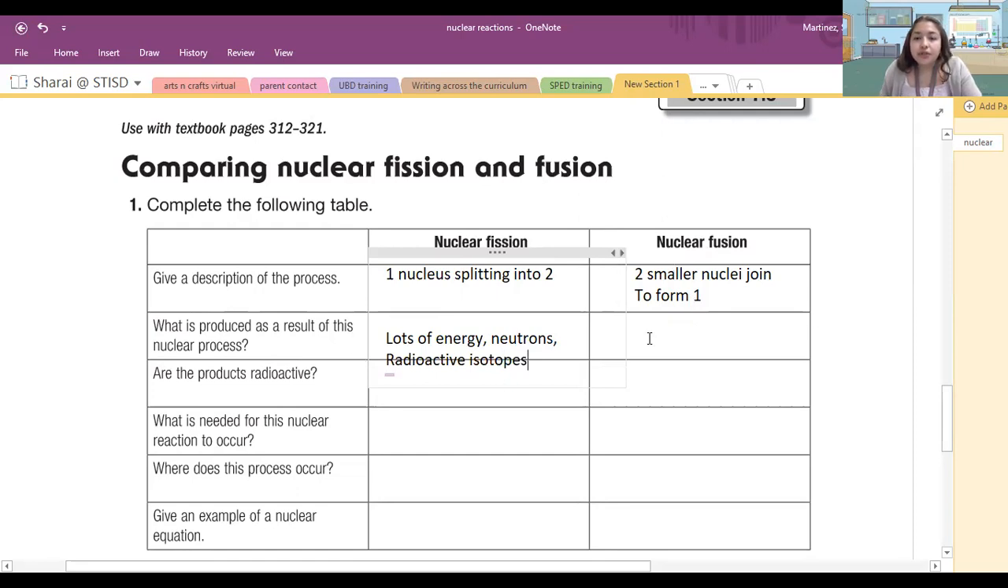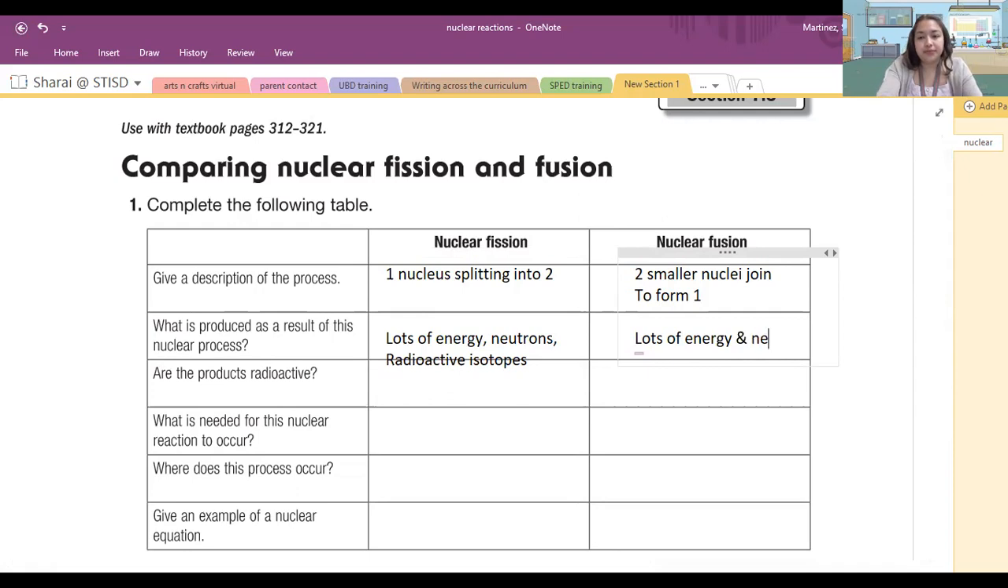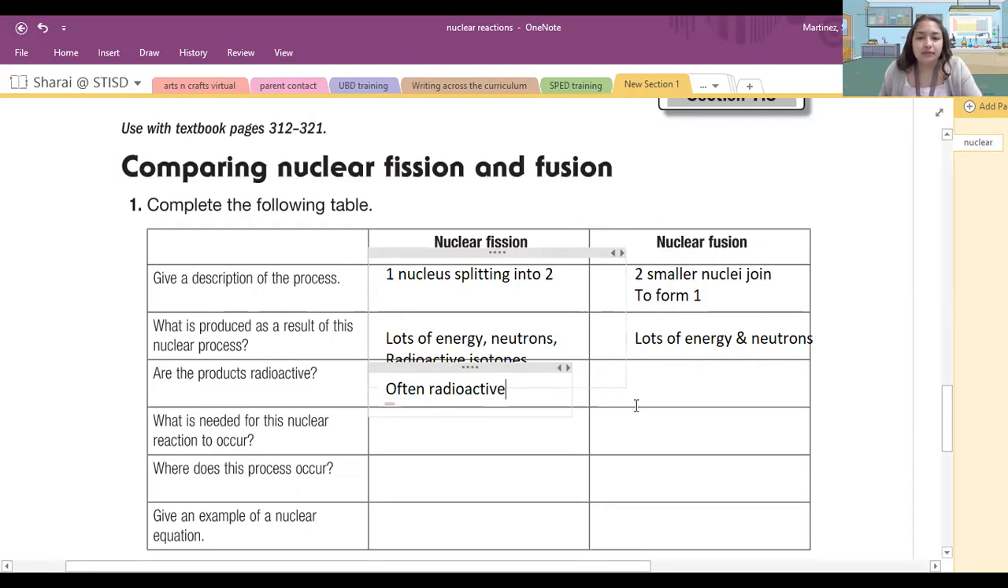For nuclear fusion, we also have lots of energy and neutrons, but not so much the radioactive isotopes. So that brings us to the next point, right? Are the products radioactive? For nuclear fission, that would be a yes. Often they are radioactive. And for fusion, that would be not really. So we put not usually for fusion.